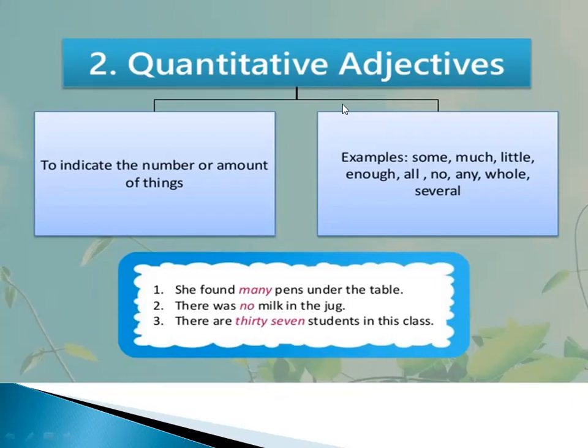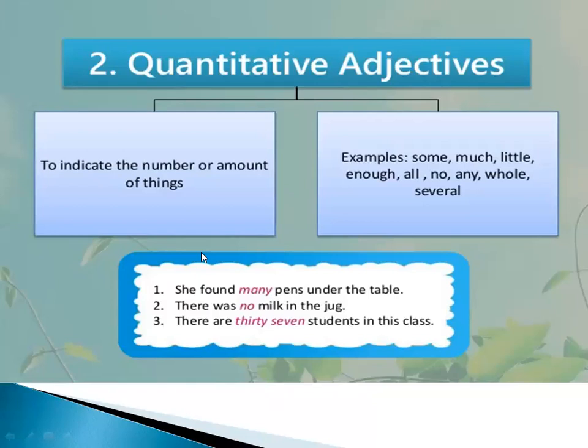Okay. Now she found many pens under the table. It means that we didn't count them, but at a glance we can guess that there are so many pens. They are countable, but at that time we didn't count them. So that's why we are not saying that 100 pens were over there. No, we are saying there were so many pens.